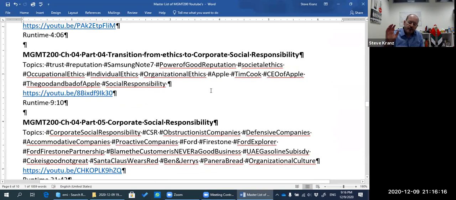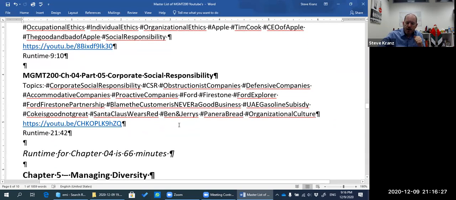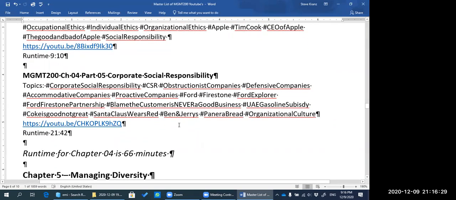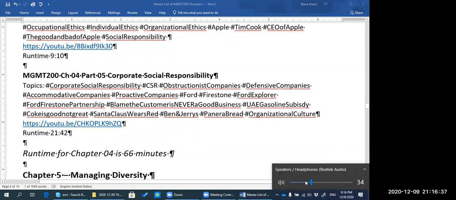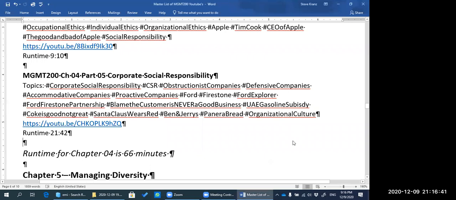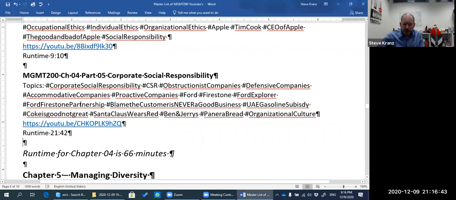Transition from ethics to corporate. The book talks about ethics, and then it talks about corporate social responsibility. In social responsibility, there are examples. Go ahead, Asa. Yes, doctor. I am a bit confused about the difference between stockholders and shareholders. Can you help? Okay, I'll cover that right now.